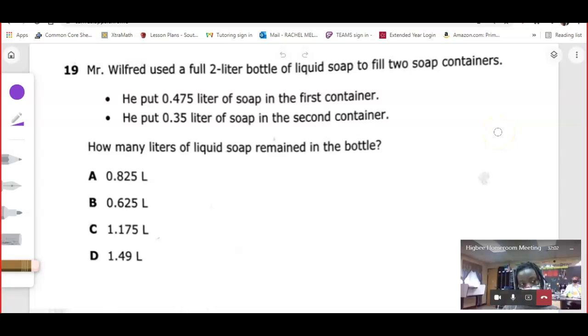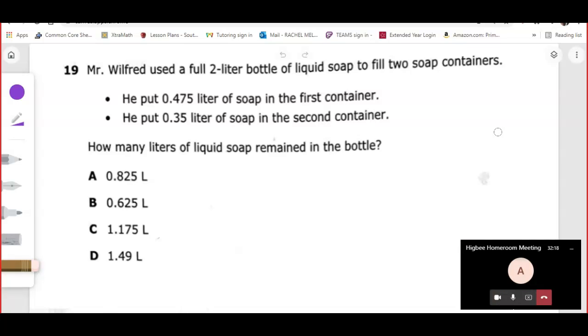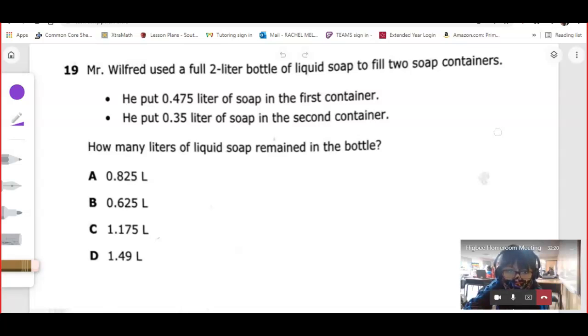But if there's multi-steps. Okay, so is there someone who would like to read this word problem for us? Anthony, go ahead, read this for us. Okay. Mr. Wilfred used a full 2-liter bottle of liquid soap to fill 2 soap containers. Keep going. How many liters of liquid soap remained in the bottle? Okay, but don't we need this information up here?